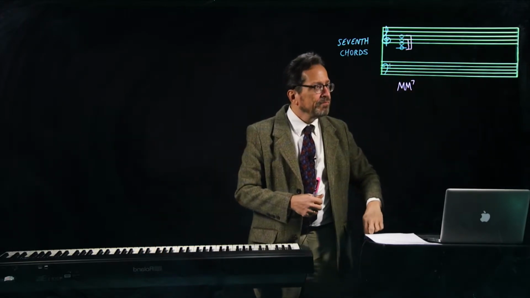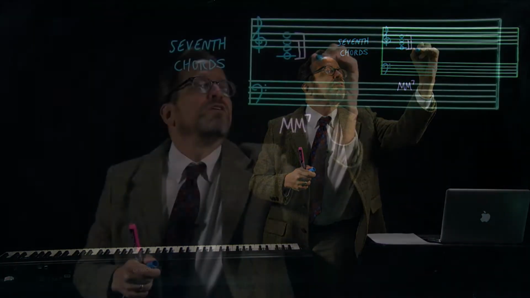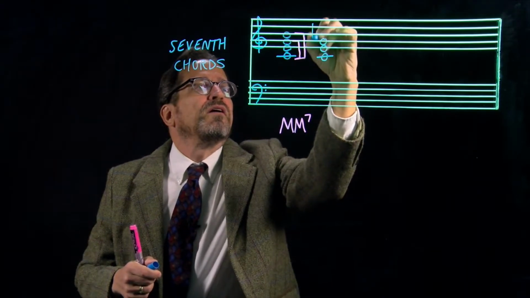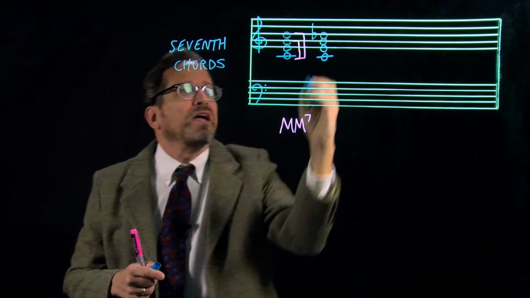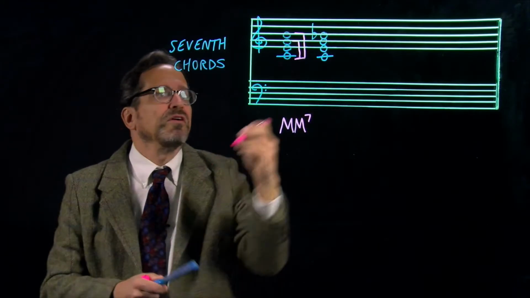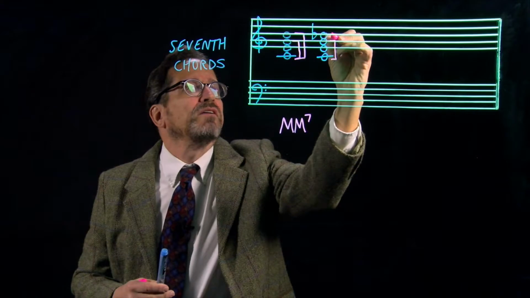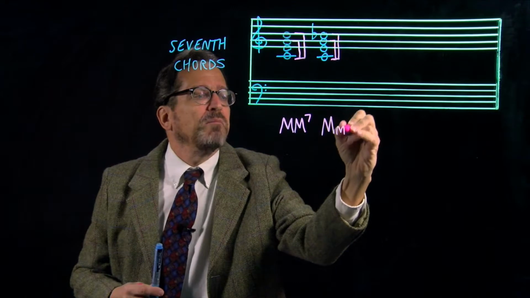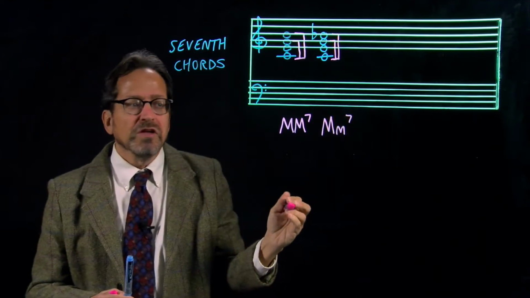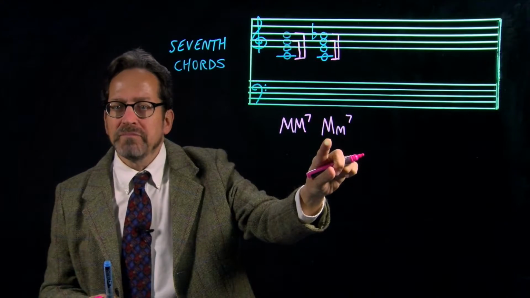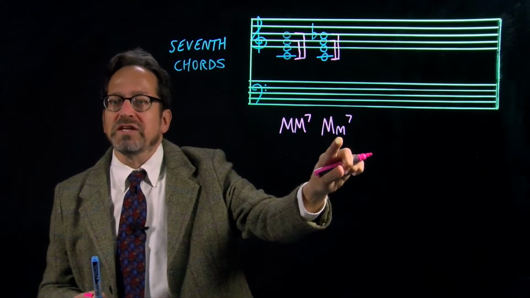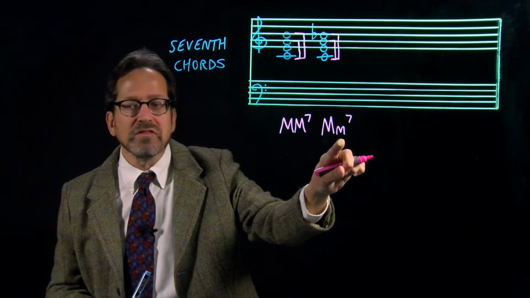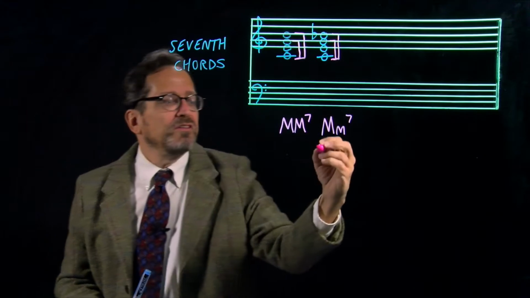If we start with our major triad, and have a minor seventh on the top. Major triad, minor seventh. This is called a major minor seventh. Notice the first part refers to the triad. The second part refers to the quality of the seventh, and it will always be in that order. Triad first, and then the quality of the seventh. So this is a major minor seventh chord.